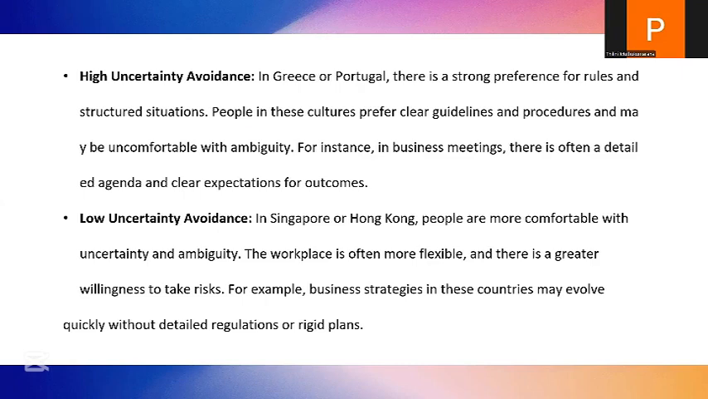Okay, so for examples, high uncertainty avoidance is found in Greece and Portugal. They have a very strong preference for rules and structured situations, whereas in Hong Kong and Singapore, people are very comfortable with uncertainty and ambiguity. The workplace is often more flexible, and there is a greater willingness to take risks. Business strategies in these countries may evolve because of this situation.